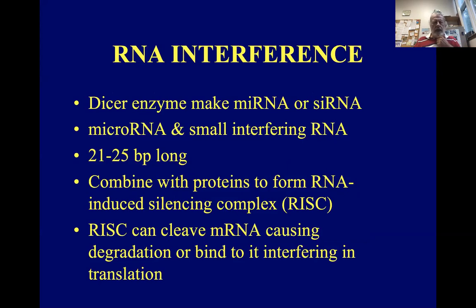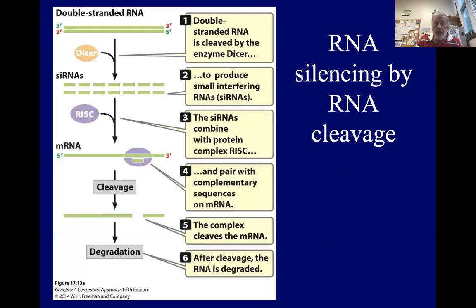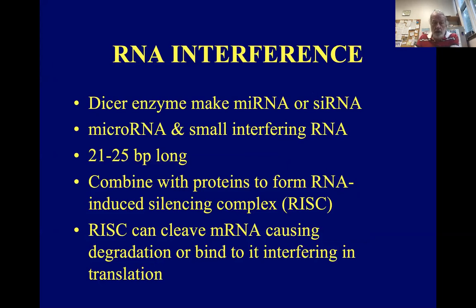There's an enzyme called dicer, and it can make miRNAs and siRNAs. Those stand for microRNAs and small interfering RNAs, respectively. They're small RNAs, 25 base pairs or less. They combine with proteins to form an RNA-induced silencing complex, or RISC. And then this RISC can cleave the messenger RNA, causing its degradation, or it can bind to the mRNA, interfering with transcription or translation.